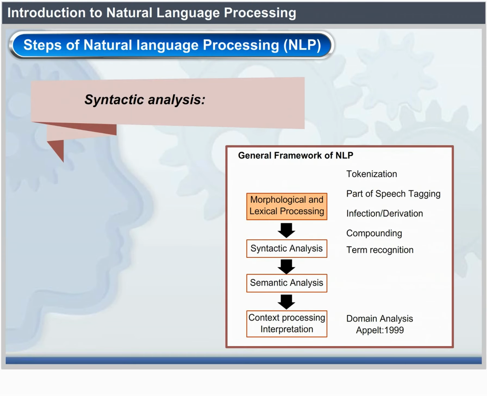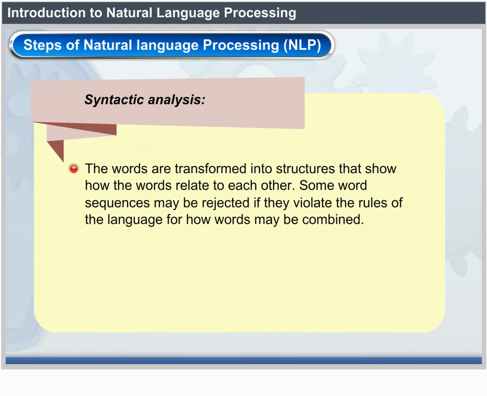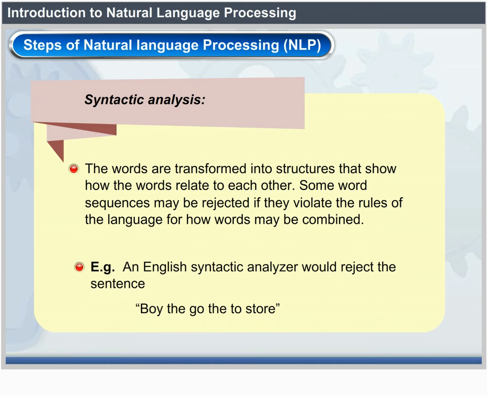Syntactic analysis. Here, the focus is on how the words form together to make a sentence, and the analysis of words in a sentence to find out the grammatical function and structure of the sentence. The words are transformed into structures that show how the words relate to each other. Some word sequences may be rejected if they violate the rules of the language for how words may be combined. Example: an English syntactic analyzer would reject the sentence "boy, the go, the toe, store."